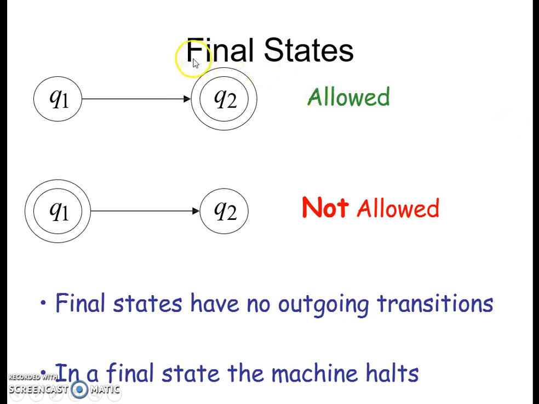Final states. We'll discuss some states. Here Q1 is the initial state and Q2 is the final state. This is allowed in a Turing machine. In this other diagram, Q1 is the final state and Q2 is the non-final state. This is not allowed, because final states have no outgoing transition in a Turing machine. Please remember, final states have no outgoing transition in a Turing machine. In a final state, the machine halts.